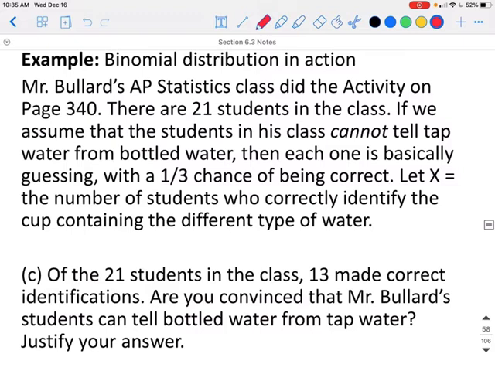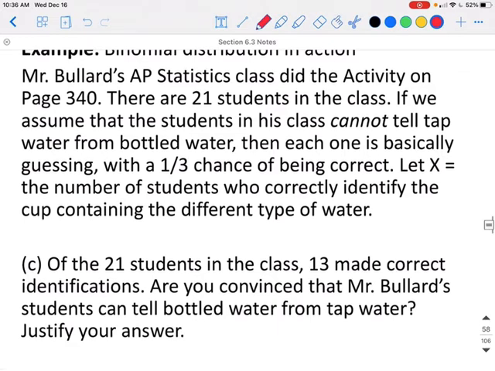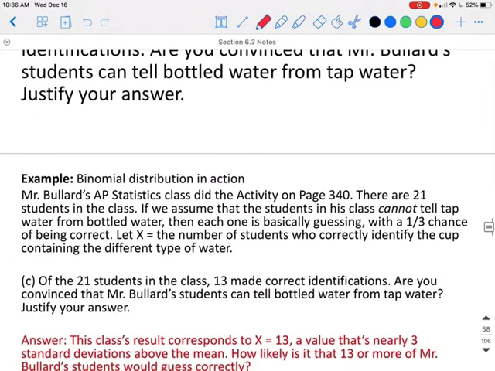Of the 21 students in the class, 13 made correct identifications. Are you convinced that Mr. Ballard's students can tell bottled water from tap water? Justify your answer. So we want to find the probability the students guessed, 13 or more of them guessed correctly.